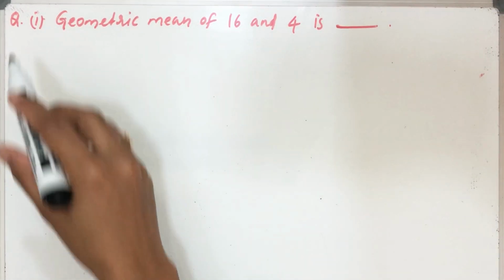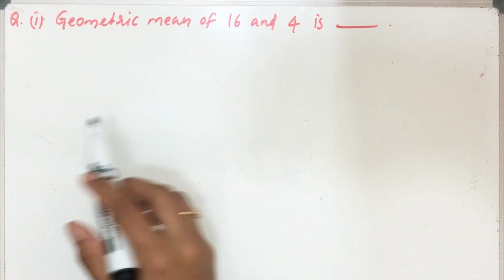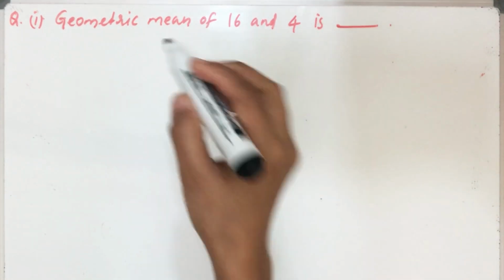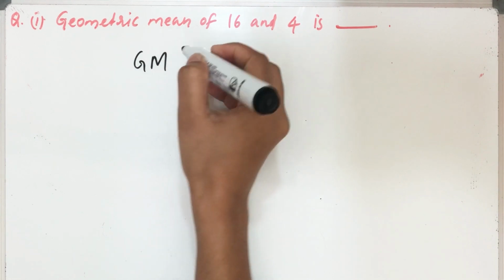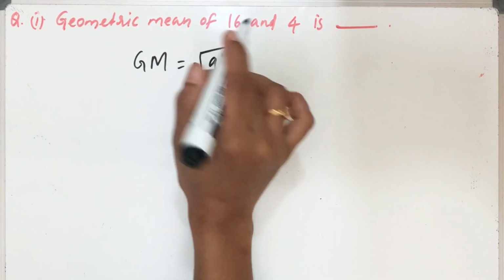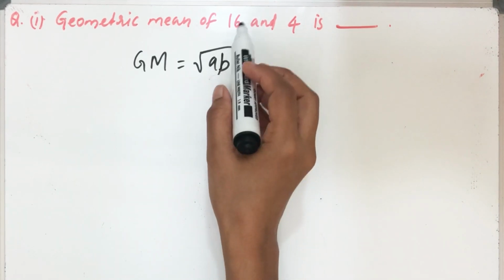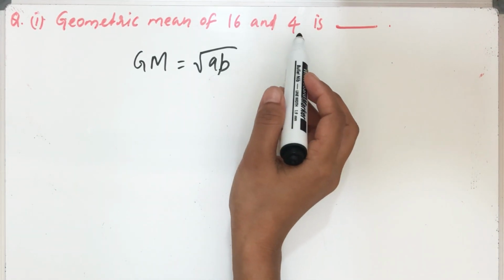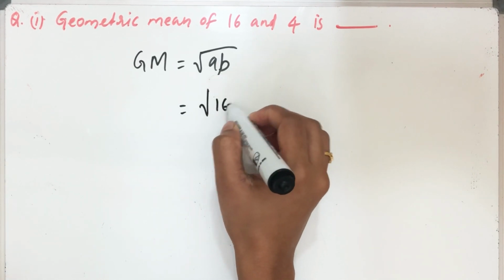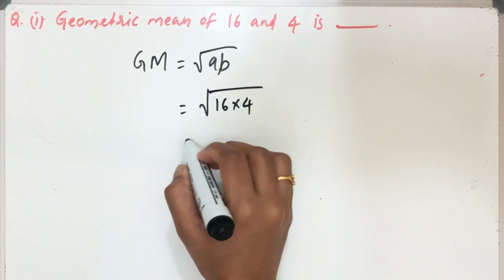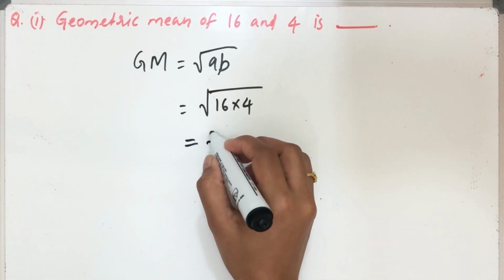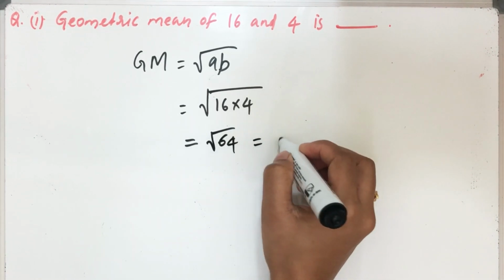Next question, we have three parts. We can see one by one. First, geometric mean of 16 and 4 is. We know geometric mean of a and b is root of ab, root of a into b. So here instead of a we have 16 and b we have 4. So this is equal to root of 16 into 4, which is 64. That is root of 64, which is equal to 8.